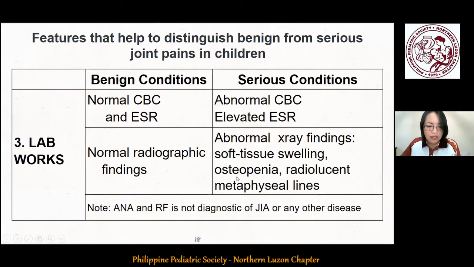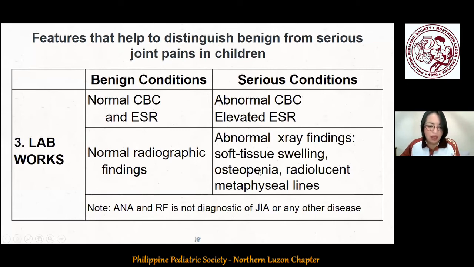Okay, so note that ANA and RF are not diagnostic of JIA or any other disease. Rheumatoid factor is usually negative in children with JIA. If positive, then it is actually used to prognosticate, since in the context of JIA, RF positive is associated with a more severe disease course. Okay. ANA, on the other hand, is often found in about 20% of normal healthy children and can even be present in high titers with transient illness. So both ANA and RF are not diagnostic.